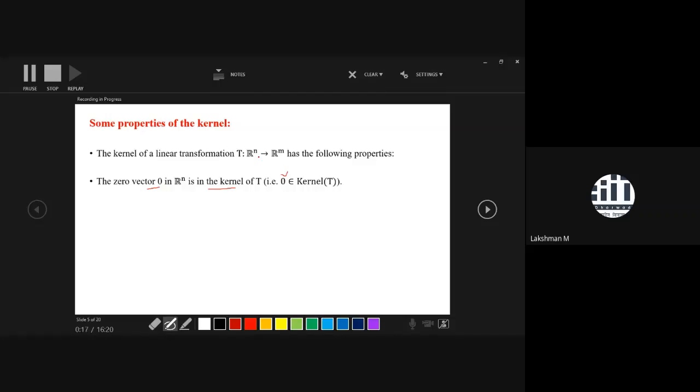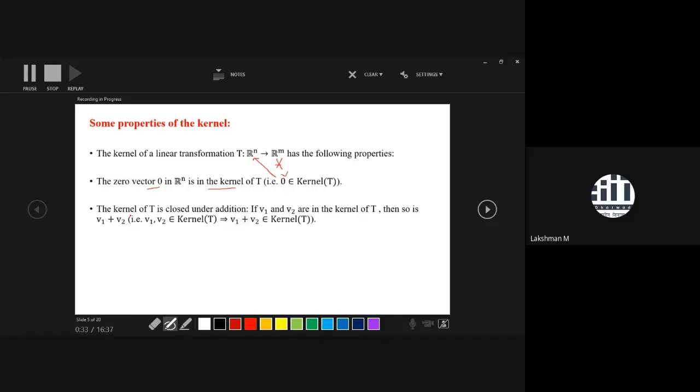This zero is coming from Rn. This zero is not coming from here. It is not coming from here. It is this zero is coming from the domain space of the linear transformation. So kernel, why? Because kernel is a subset of domain space.